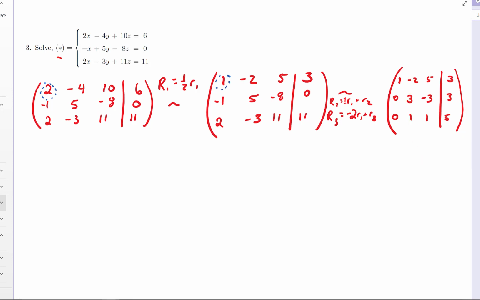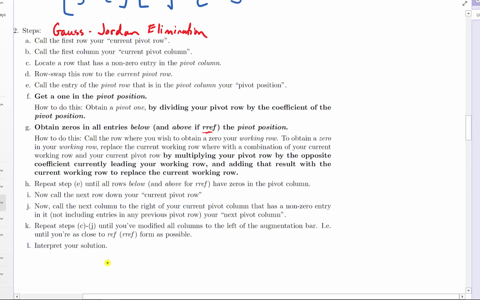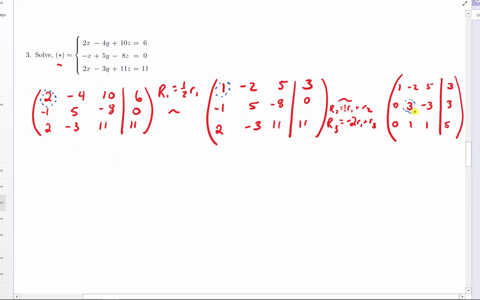Since I've already got a non-zero entry here, this is going to be my new pivot position right here. So returning to the algorithm, we need to get a 1 in that pivot position, and we do so by dividing the pivot row by the coefficient of the pivot position. So here's my pivot row, and the current coefficient in the pivot position is 3, so I'm going to divide this row by 3. So we're going to say that the new row 2 is going to be 1/3 the old row 2. So here we go. Doing that, we would get 0, 1, minus 1, 1.